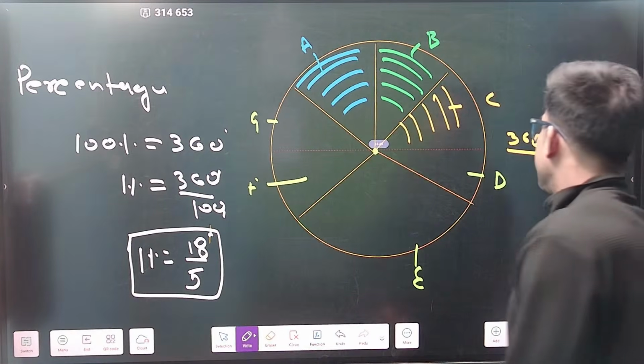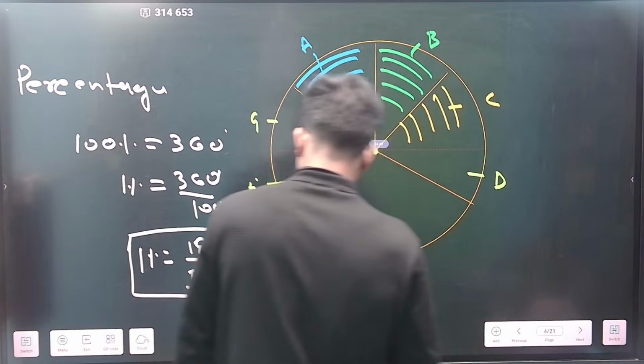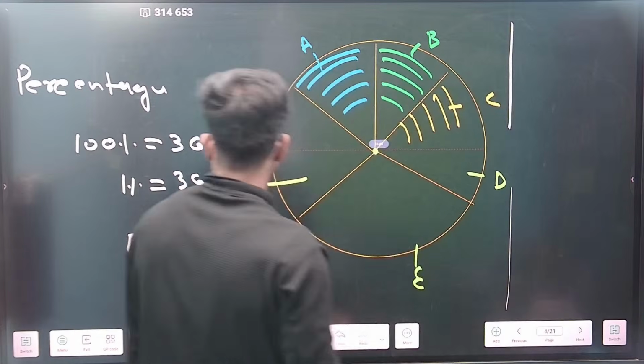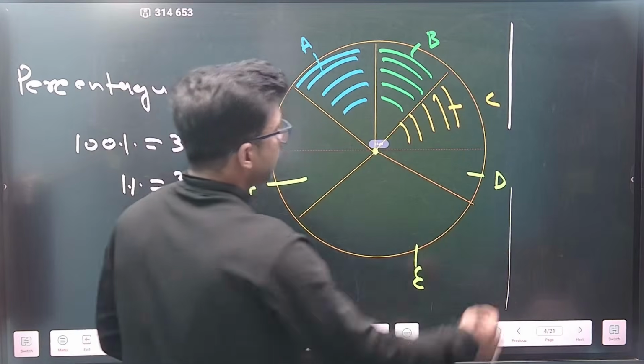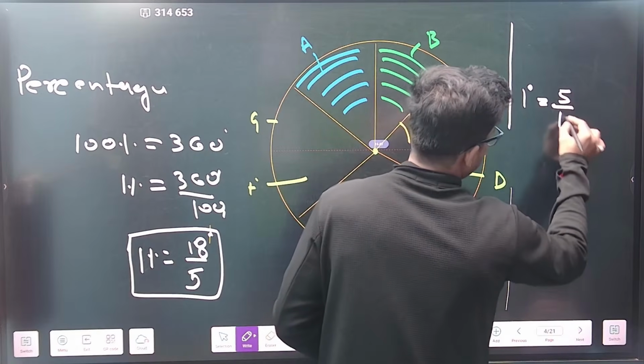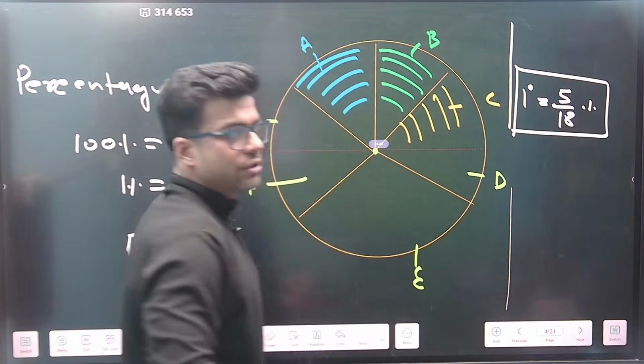Now, if I would again say what should be in terms of degrees, just reverse it. 1 degree would be equal to 5 by 18 percent. These are the important things which you need to understand.